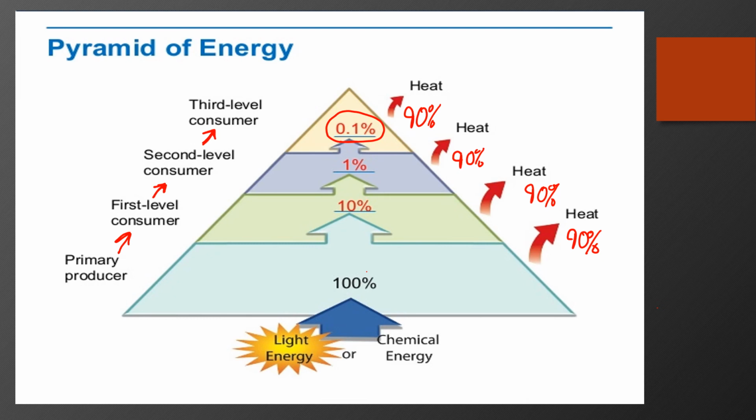And so this is why we don't see pyramids that have 8 or 9 trophic levels, because there's simply not enough energy for these organisms to survive. It's not sustainable. And so these third level or tertiary consumers are going to have to actually eat quite a few secondary consumers in order to get enough energy to keep them alive. And that's why we also don't see big populations in these areas.